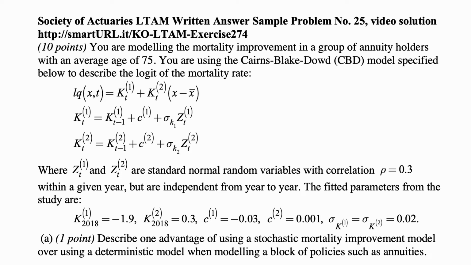standard normal random variables with correlation rho equal to 0.3 within a given year, but are independent from year to year. The fitted parameters from the study are k_2018^1 equals negative 1.9, k_2018^2 equals 0.3, c1 equals negative 0.03, c2 equals 0.001, sigma k1 is equal to sigma k2 is equal to 0.02.